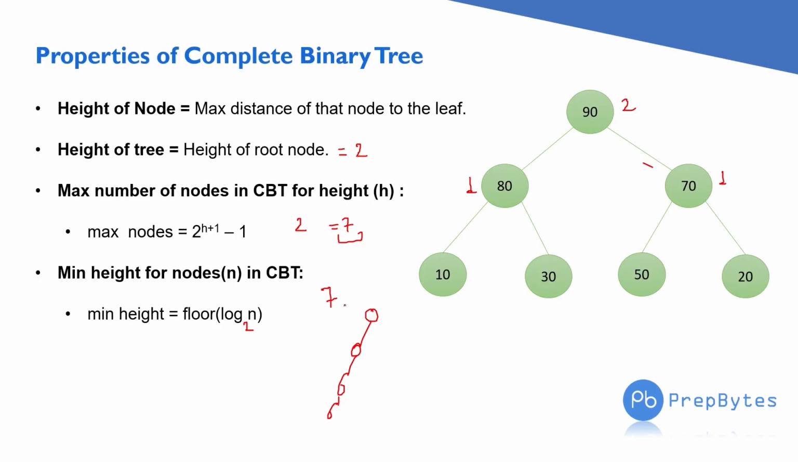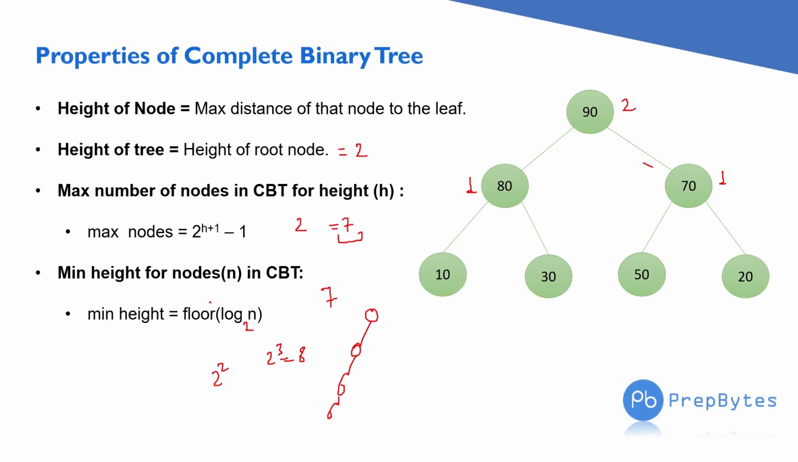That will be nothing but 2, because we all know 2 to the power of 3 is 8, but 7 is less than 8. So it will be 2 to the power of 2 because we are taking floor. So 2, so height is 2. This is also correct. So this was just a small revision of properties of complete binary tree.